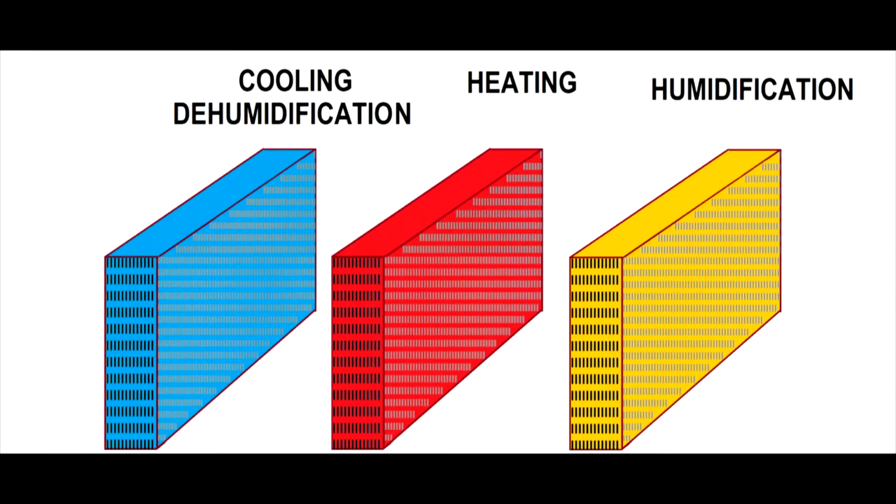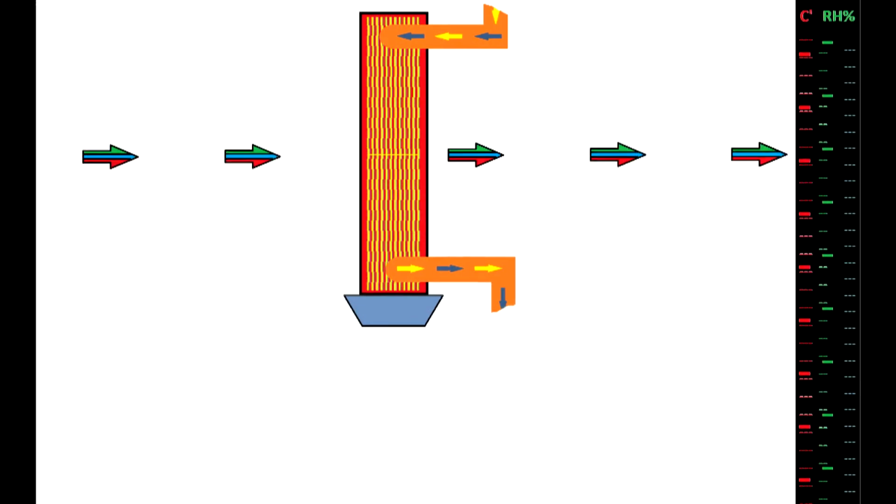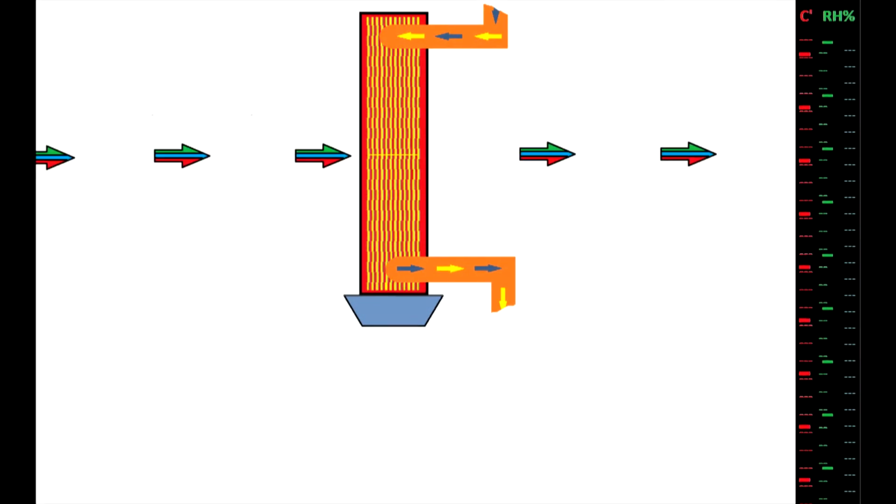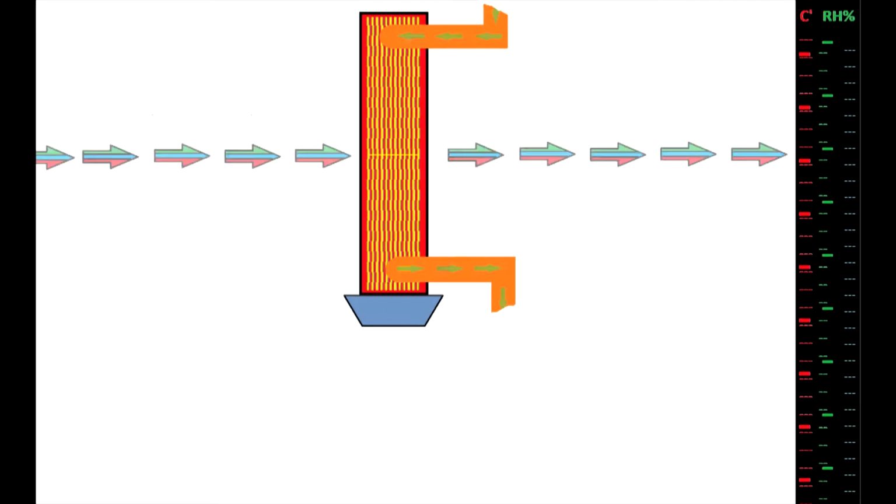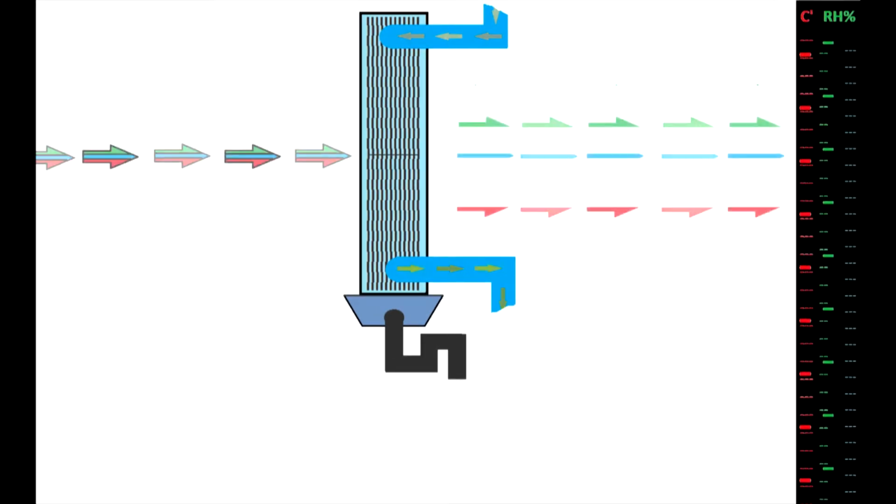To be able to control the temperature and the humidity, we have to use multiple coils. In this case, this is a heat exchanger, and when the air passes by, it's gaining energy, it's gaining heat. Now this is a cooling heat exchanger, cooled by either water or glycol which passes by. So when the air passes through this heat exchanger, it drops its energy and the air gets cool.